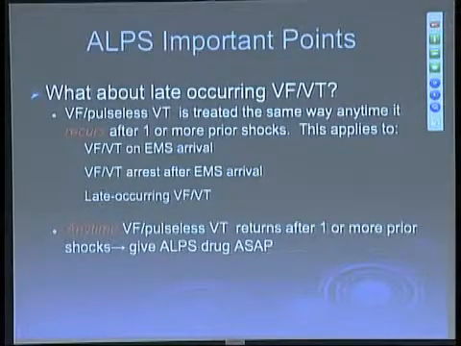Late recurring VFib, VTAC doesn't make any difference. If you shock the patient once, and you get return of spontaneous circulation, and you're just tooling on down to the hospital, and he goes back into VFib, you shock immediately, and then you can go to your ALPS. So, anytime you've given 2 shocks, even if there's a time period between, you're into ALPS territory.